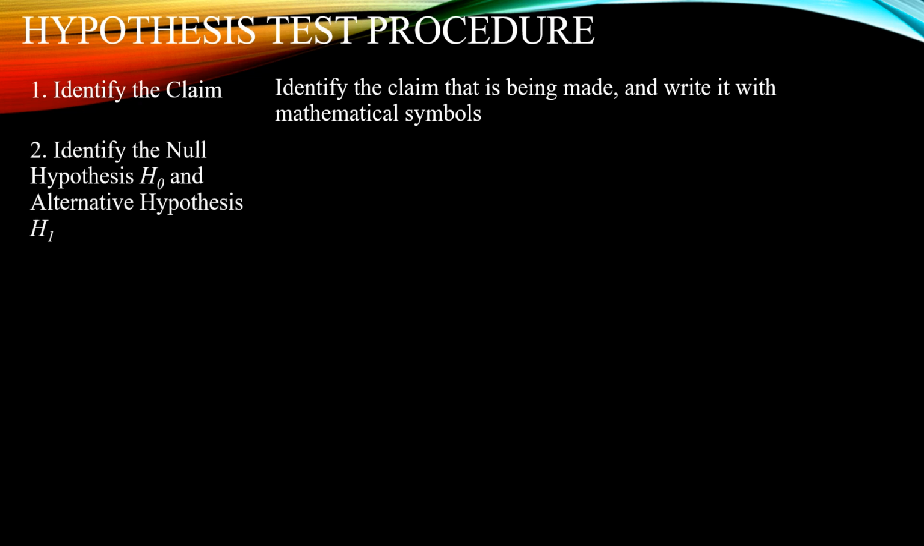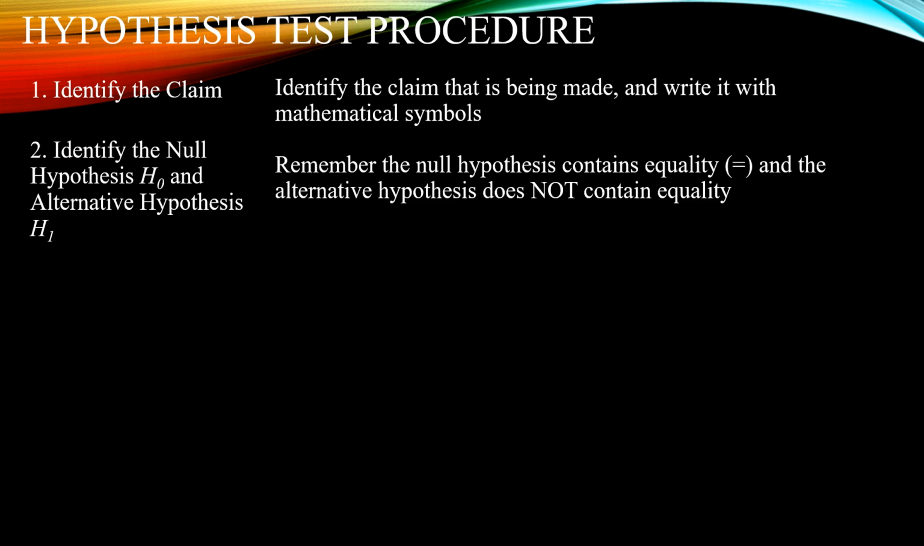Then, based on whether that claim has the equal sign or not, you need to identify both the null hypothesis and alternative hypothesis. Remember, you distinguish between the two. Which one contains the equal sign is always the null, and the one that does not contain the equal sign is always the alternative.